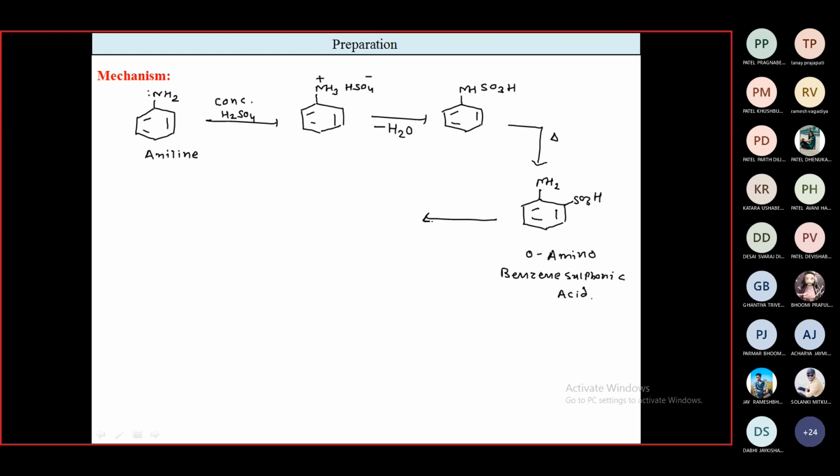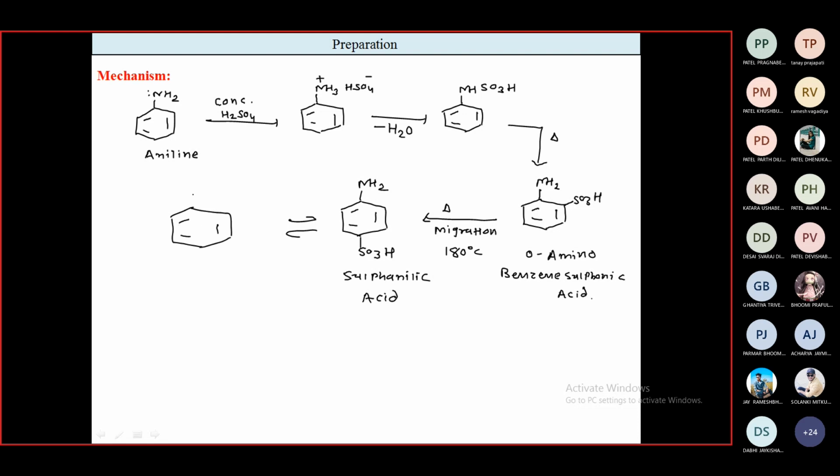Again, you can heat it. So migration takes place at 180 degrees Celsius. You are getting para-aminobenzene sulfonic acid, or you can say sulfanilic acid. This is always in equilibrium with the Zwitter ionic form.